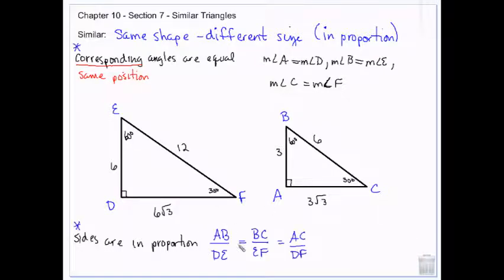I actually did work out all these fractions. AB is 3 over DE is 6. BC is 6 over EF is 12. AC is 3 square root 3 over 6 square root 3. They all equal 1/2 when I did the reduction. So if all of these are equal and they all equal the same thing, you're in proportion.